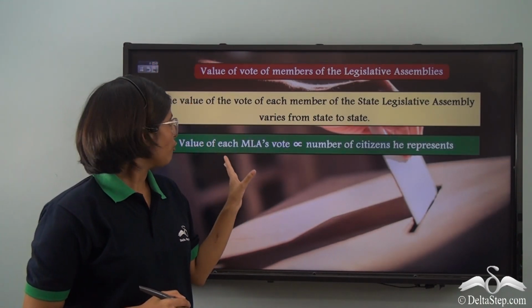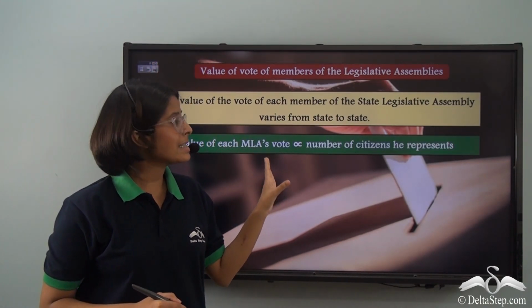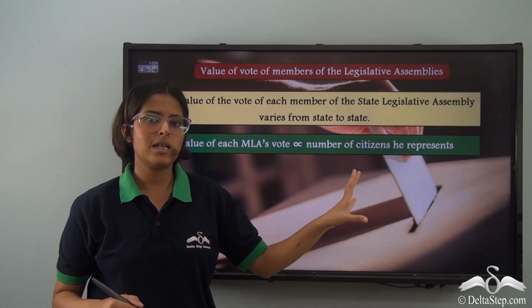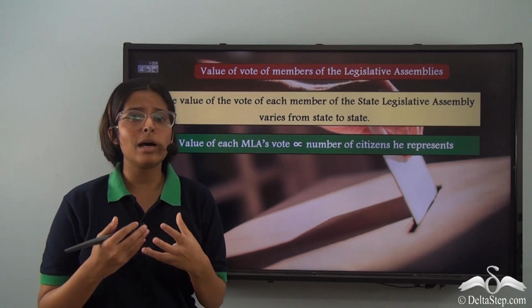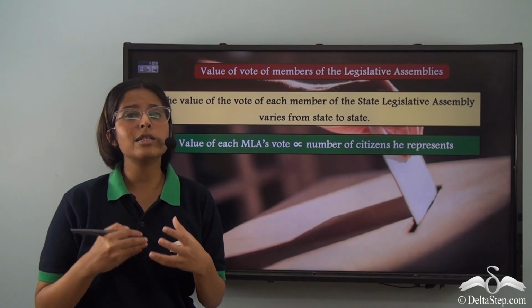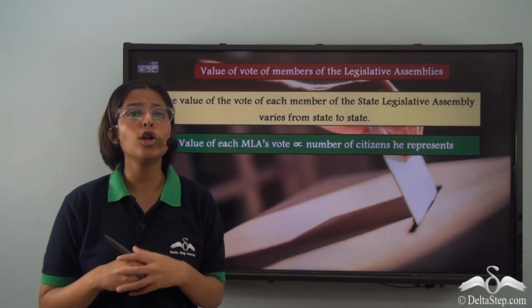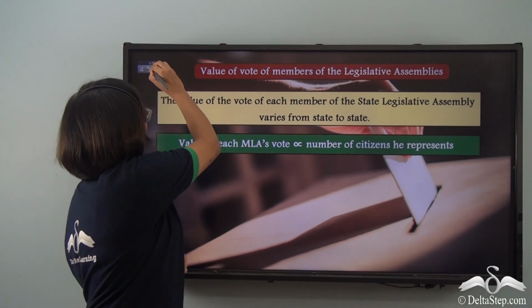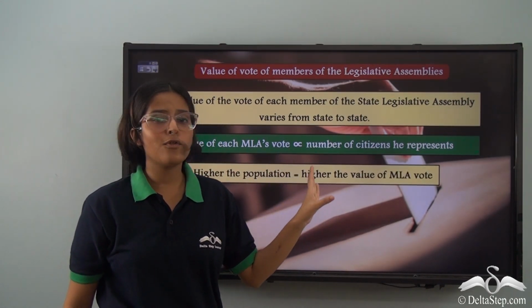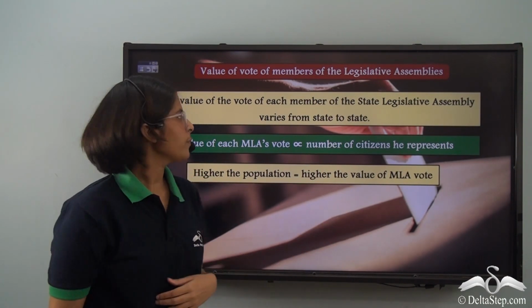So the value of each MLA's vote is directly proportional to the number of citizens he represents. If he represents a bigger number of people, his value of vote is also higher, since his opinion is the opinion of a lot more people. That is why higher population means higher value of the MLA vote.